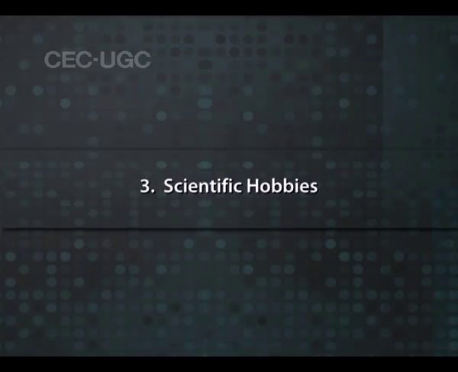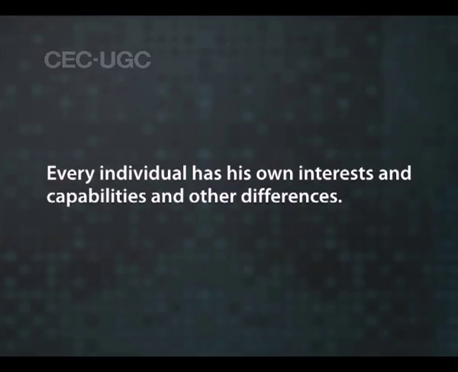Scientific hobbies. One of the aims of teaching science is to train the pupils to use their leisure time most effectively by catering to their individual interests through a number of activities. Every individual has his own interests and capabilities and other differences. These individual differences can find their expression most effectively in spare time activities which we call hobbies.